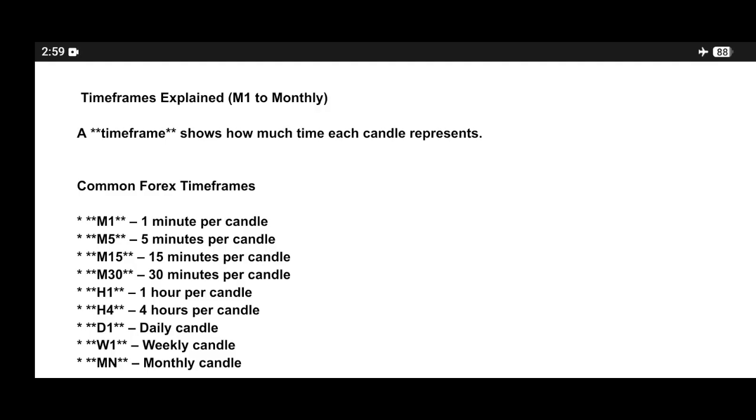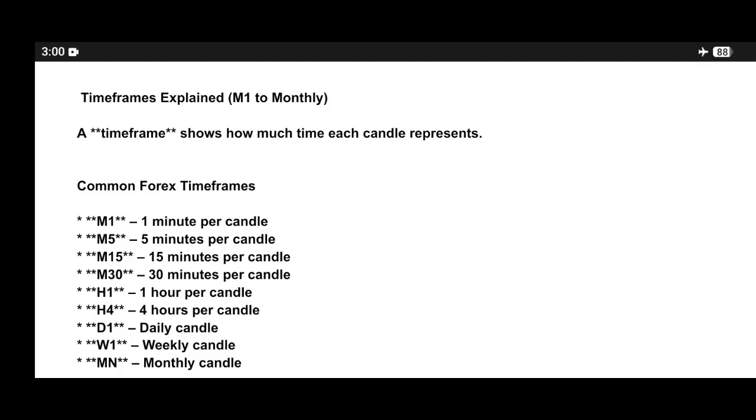Then we have M15, which means every 15 minutes a candle forms in the chart. Then we have M30, per candle. It means that every 30 minutes a candle forms on a 30-minute chart. Then we have H1, which is 1 hour per candle. We have H4, which means 4 hours per candle. That means every 4 hours a candle forms in a 4-hour chart.